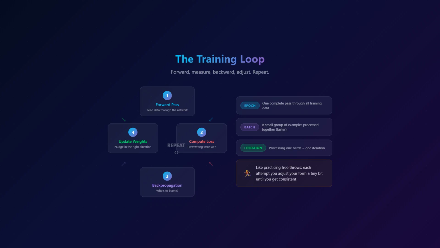Now repeat. Thousands of times. Millions of times. Each complete pass through your training data is called an epoch. And instead of feeding all the data at once, we process it in smaller groups called batches, which makes training faster and more stable. That's the training loop. Forward, measure, backward, adjust. Repeat until the model is good enough.